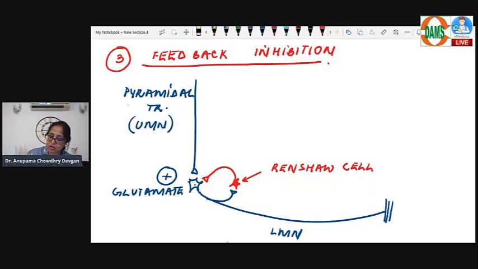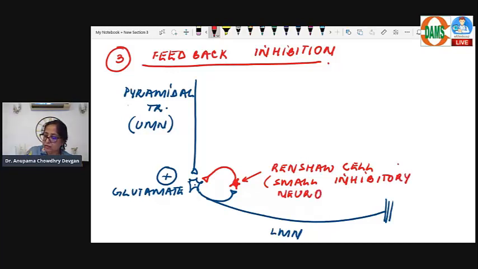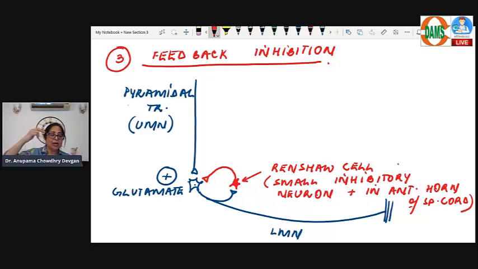What is this Renshaw cell? This is a small inhibitory neuron which is present in the anterior horn of the spinal cord. Right? And this in turn now forms a connection with the same alpha motor neuron.